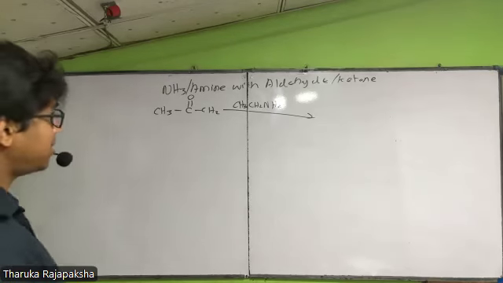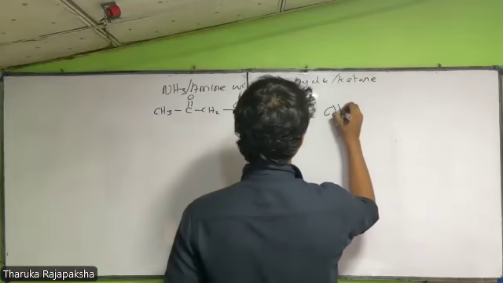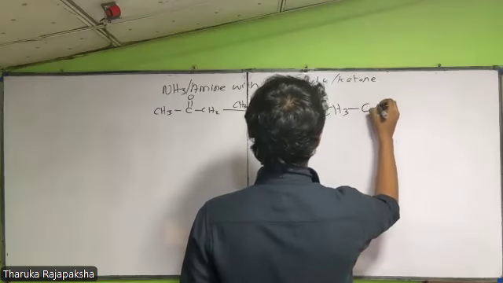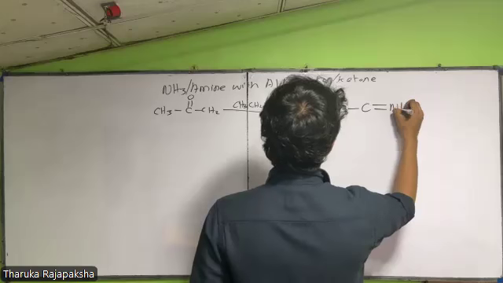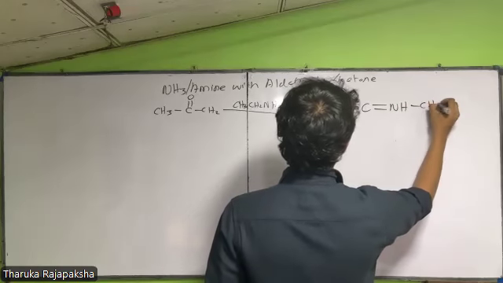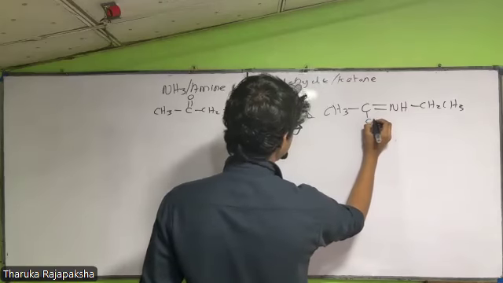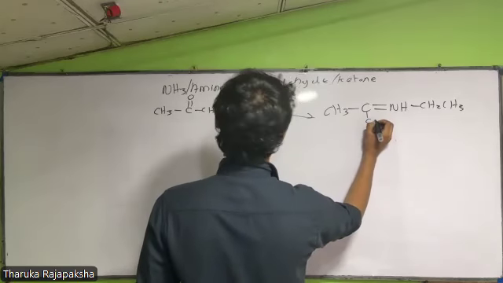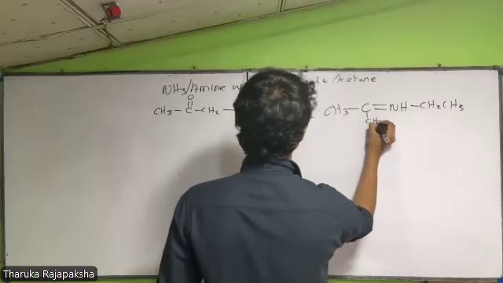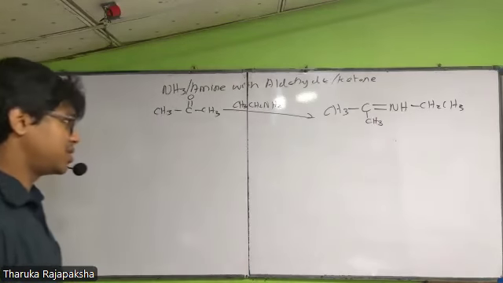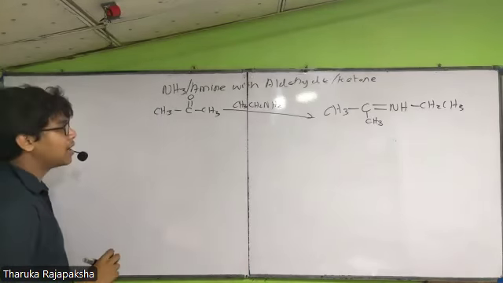Imine, that's an imine. CH3, C, NH, CH2, CH3. Normally, this is the final product of a conversion. Then how is this going to form?